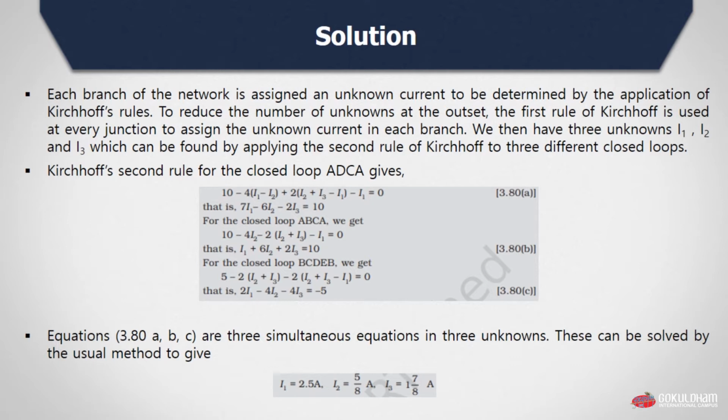By solving the above equation, we get this value. For the second closed loop ABCA, we get 10 minus 4I2 minus 2 into I2 plus I3 minus I1 equals 0, that is I1 plus 6I2 plus 2I3 equals 10, which is our equation 3.80b. For closed loop BCDEB, we get 5 minus 2 into I2 plus I3 minus 2 into I2 plus I3 minus I1 equals 0, that is 2I1 minus 4I2 minus 4I3 equals minus 5, which is our equation 3.80c.